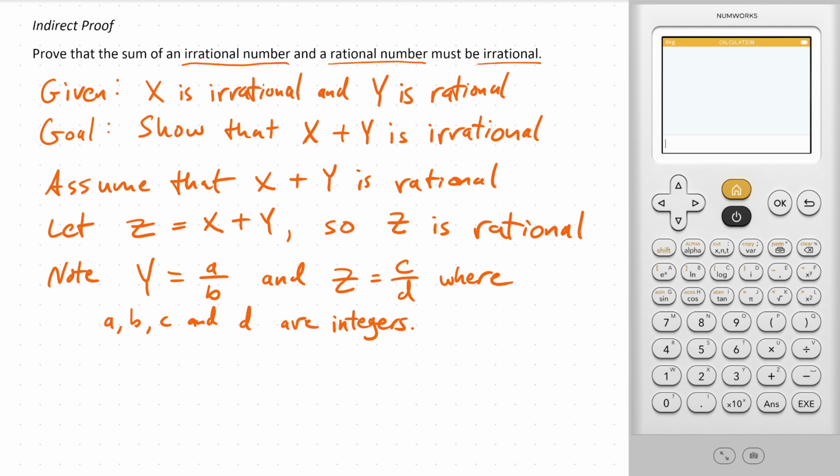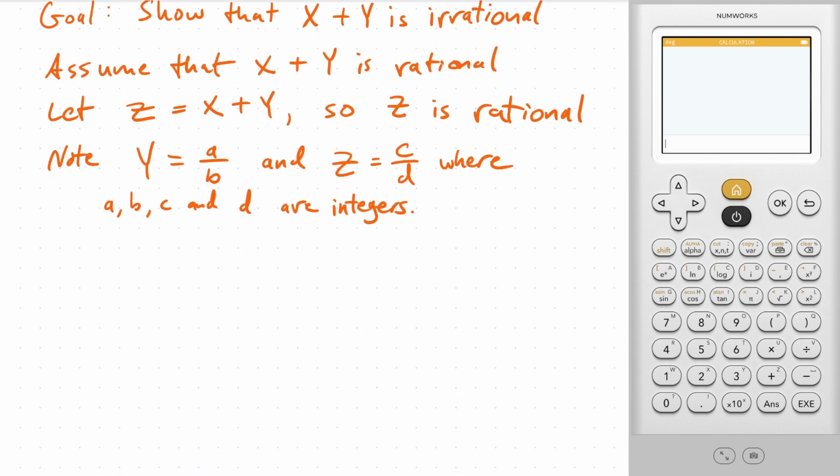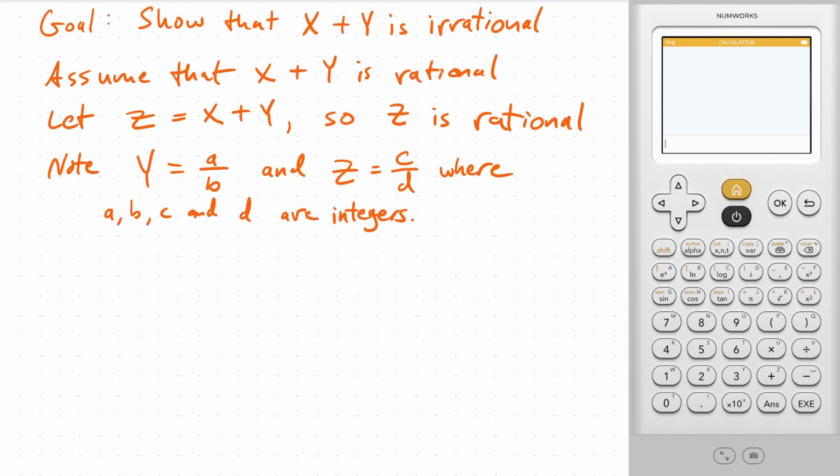And so what is the definition of a rational number? The definition is that a rational number is an integer over an integer, an integer divided by an integer. So we'll set up y and z as an integer divided by an integer. It could be any integer at all, doesn't really matter. Then we can replace y with a over b and z with c over d.